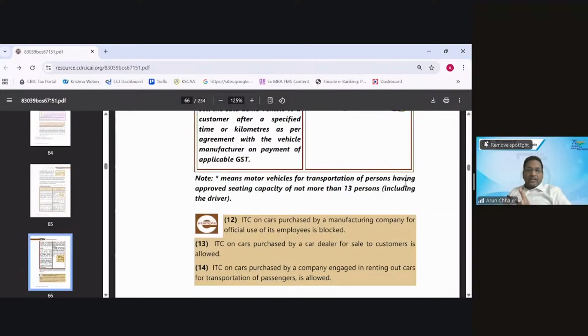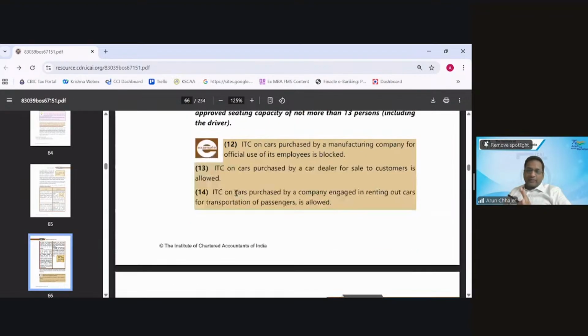Means motor vehicle for the transportation of persons having approved seating capacity of not more than 13 including the driver. Okay, that is okay.